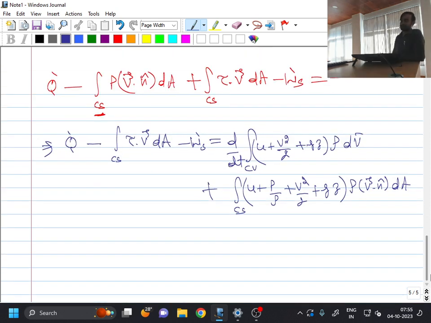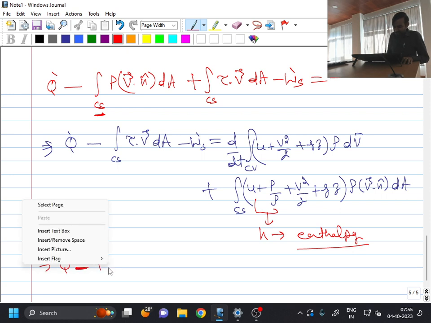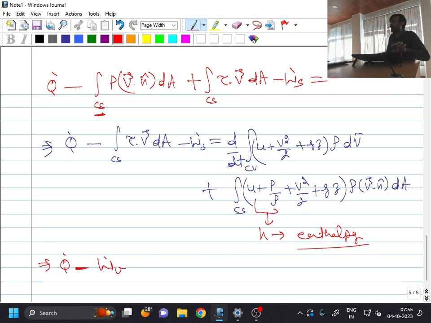Is the point clear? What is this quantity now, U plus P by rho? Enthalpy. From the subject of fundamental thermodynamics, we call this enthalpy. So ultimately I can write Q dot minus, let me write this as viscous work only, because at the moment we don't have an idea about the shear stress tensor, so we are not going to calculate it. I am writing it in the generic form as W dot V minus W dot S, sorry, plus viscous force.